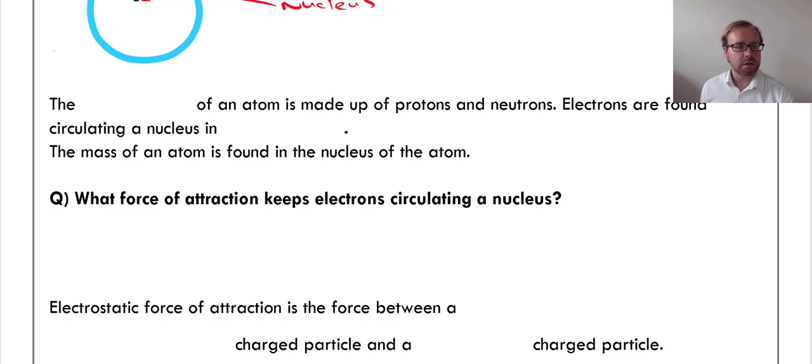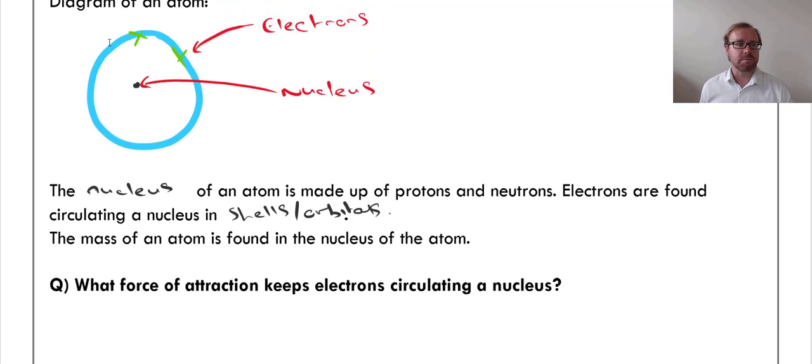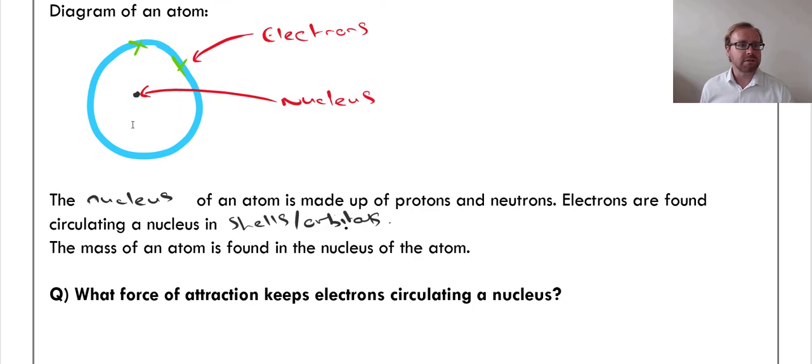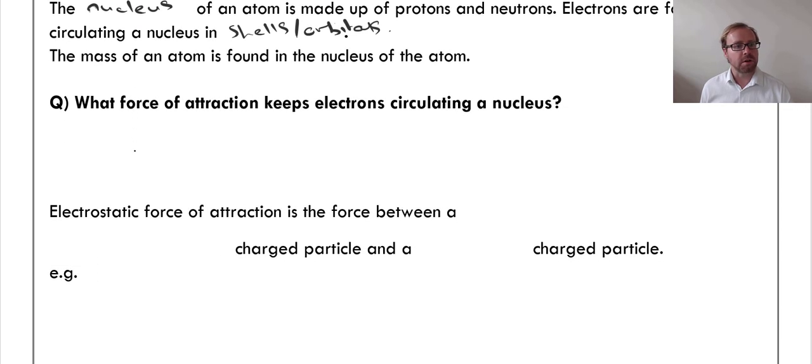So the nucleus of an atom is made up of protons and neutrons. Electrons are found circulating the nucleus in shells or orbitals, depending on which book you are looking in or which syllabus you are doing. And the mass of an atom is found in the nucleus of the atom. So the whole mass of the atom is found in here, which means that most of the atom is actually space. Okay, so moving on.